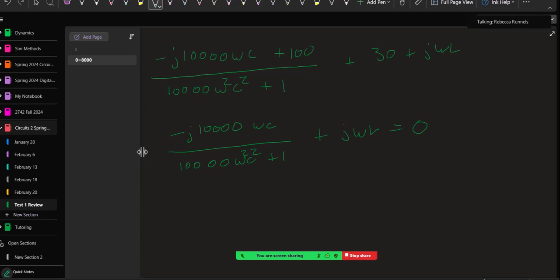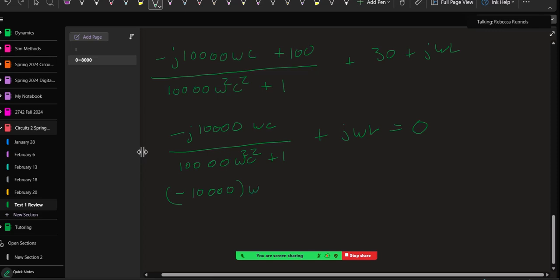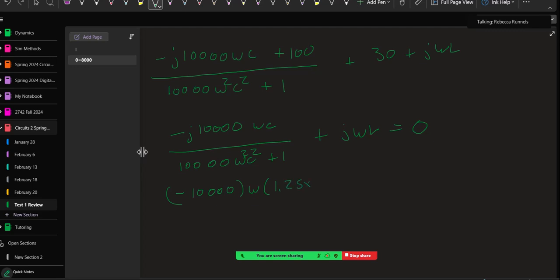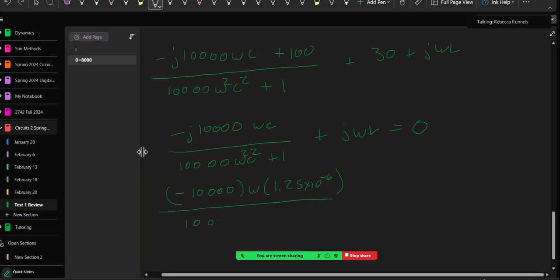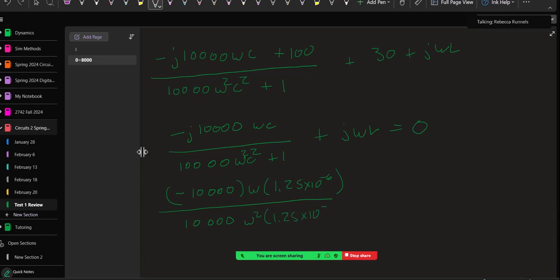You can divide by J, so that goes out. So we have minus 10,000 omega, and C was 1.25 times 10 to the negative 6, over 10,000 omega squared times 1.25 times 10 to the negative 6 squared plus 1, equals negative omega times L, which was 0.008.